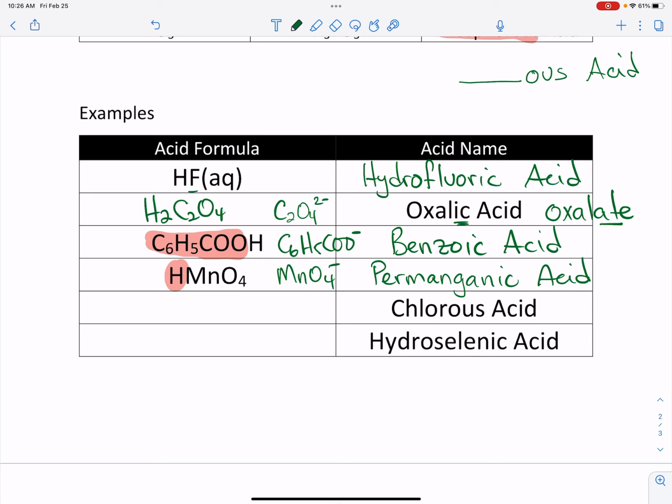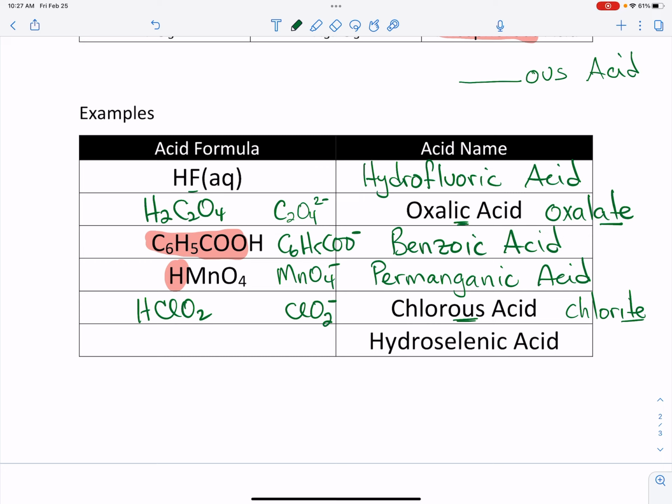The next example, chlorous acid. So there's no hydro in that name, so there must be a complex ion. It's not a binary acid. Chlorous, so then the complex ion must have been chlorite. Chlorite would have been the complex ion. If the acid has ous, the complex ion must have had ite. So chlorite is ClO2 negative. That's chlorite. So chlorous acid gets one hydrogen attached, HClO2. And there we have it.